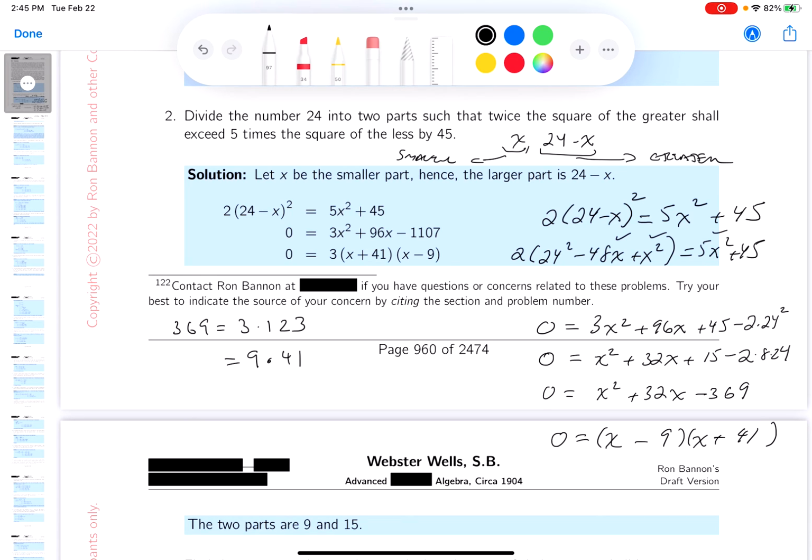Now, you might forget why you've done this. You've done this because you're getting numbers. What numbers do I get? x equals 9, or x equals minus 41. All right?